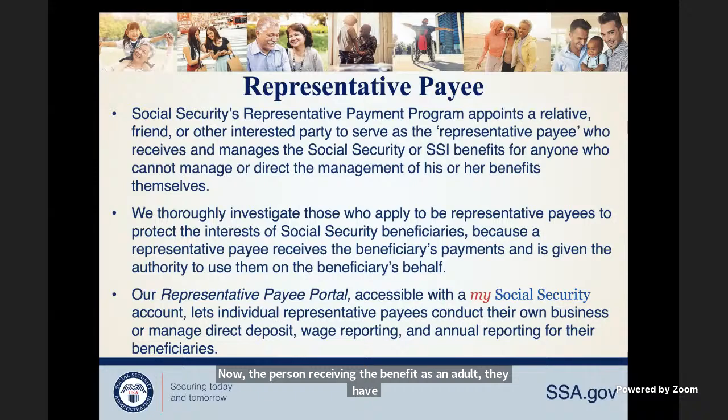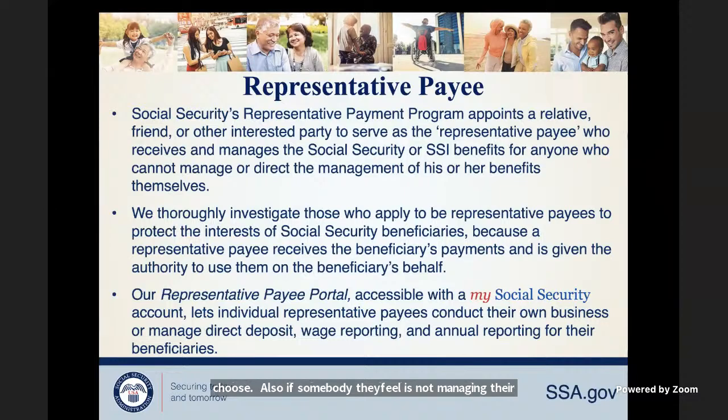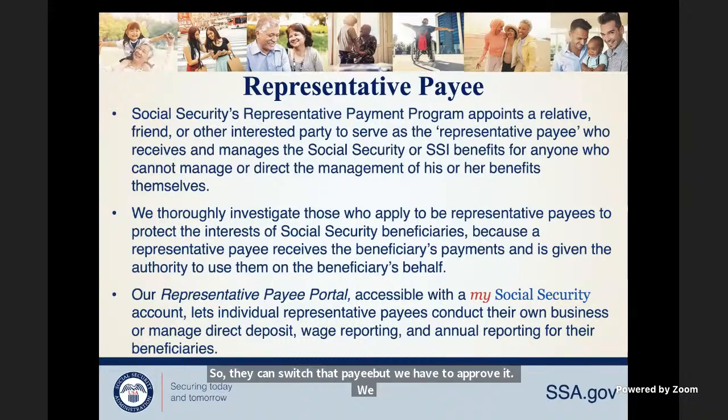Also, if somebody they feel is not managing their money right, maybe they tell us later, well, they never gave me any money for my food and shelter. They were only giving me $200 a month and my expenses are more than that. So they can switch that payee, but we have to approve it. We're not going to make anyone a payee that has a felony. We're not going to make anybody a payee with a misdemeanor of larceny, theft, or battery on a household member. So we do screen these individuals.